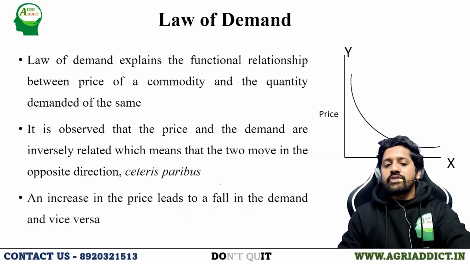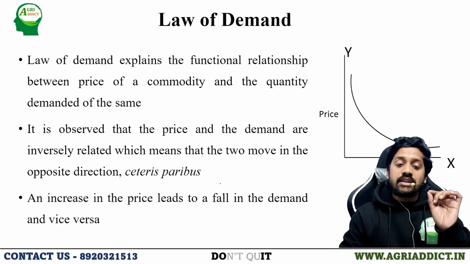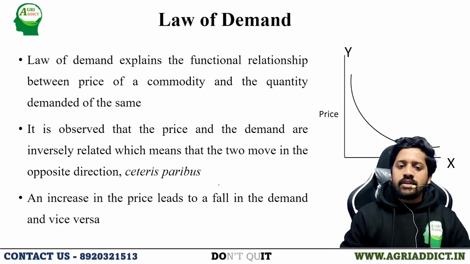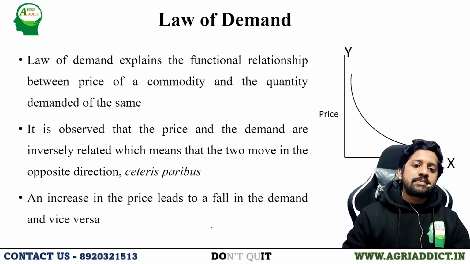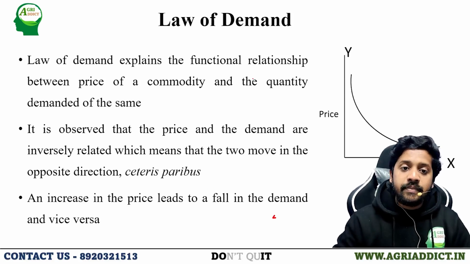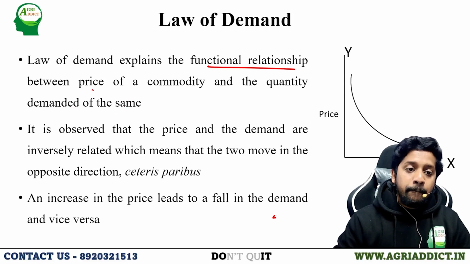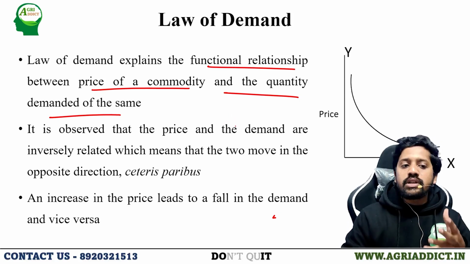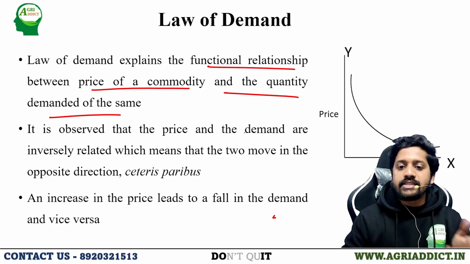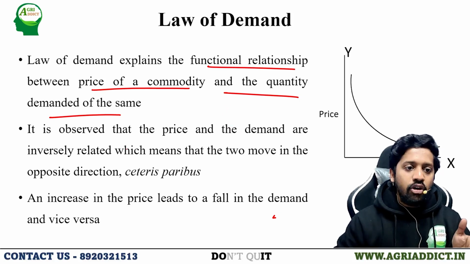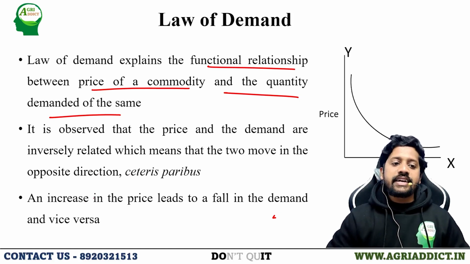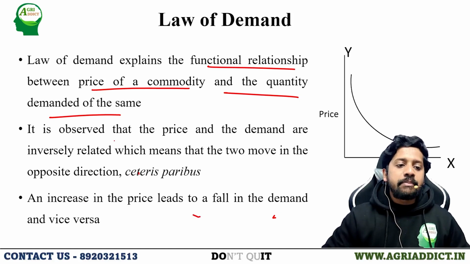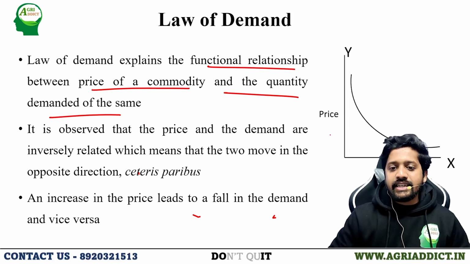And coming to one of the important laws in consumer behavior analysis, that is the law of demand. What is the law of demand? The law of demand explains the functional relationship between the price of a commodity and the quantity demanded for the same. When the price of the commodity changes, how the quantity demanded by the consumer changes is explained by the law of demand. According to the law of demand, it is observed that price and demand are inversely related, which means that those two move in the opposite direction, ceteris paribus.